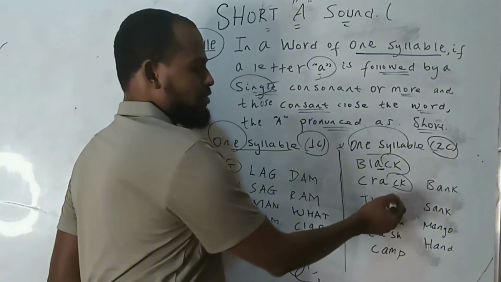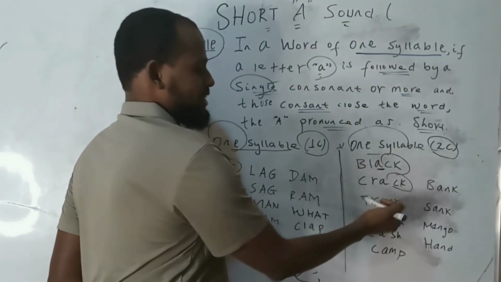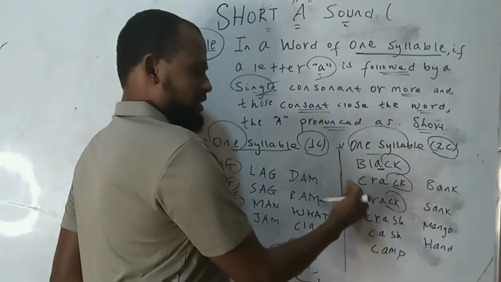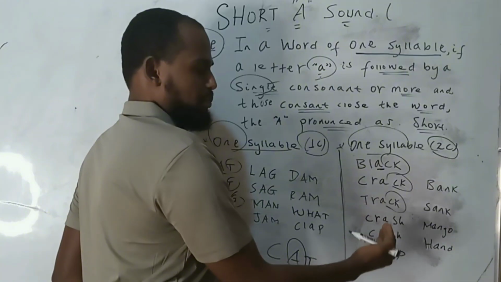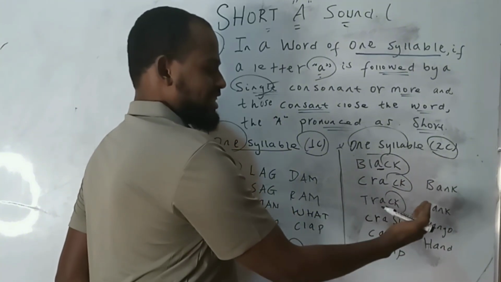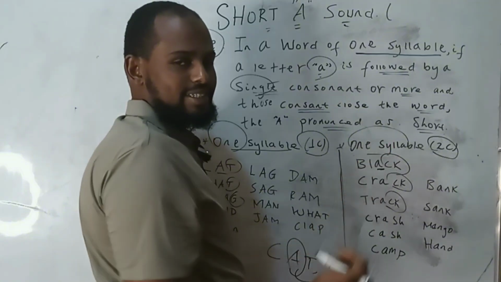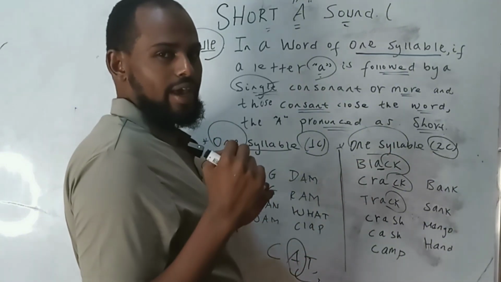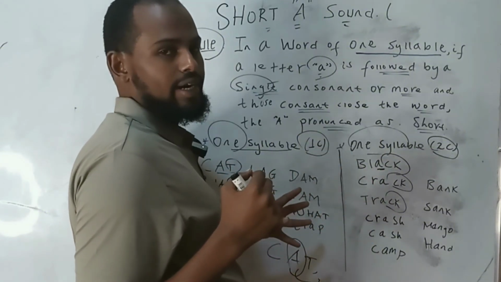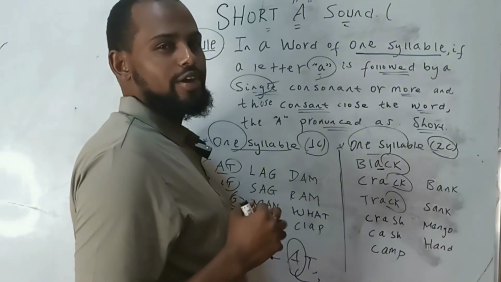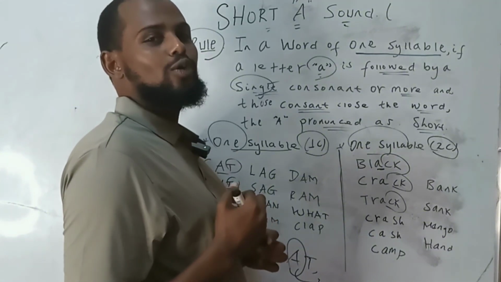Here also we have two consonants: crack. Here also the same: track. And here also: crash, cash, camp, bank, sank, mango, hunt. Therefore, here the sound of A is the short sound.